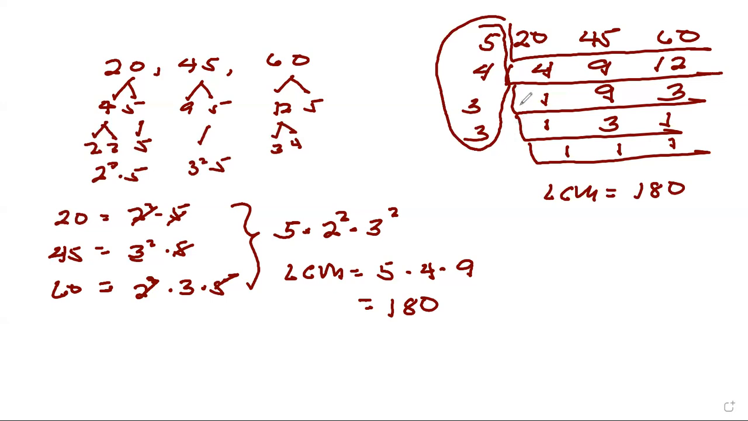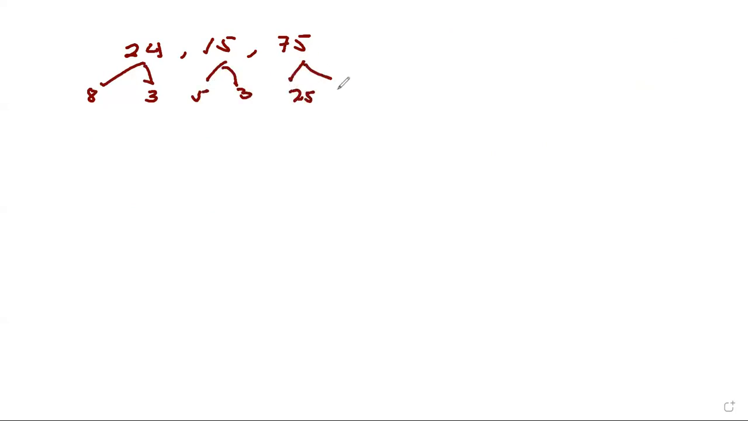Okay? So, last example natin. So, next, clear muna natin to. So, suppose sa mga numbers naman natin are 24, 15, and 75. Okay? So, by prime factorization, ang 24, sige, para makita lang natin, so, this is 8 and 3. Ang 15 ay 5 and 3. Ang 75 ay 25 and 3.